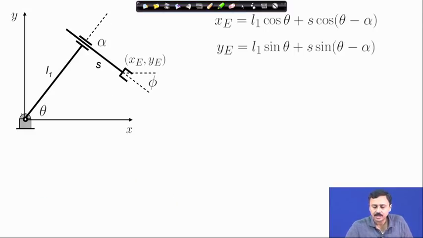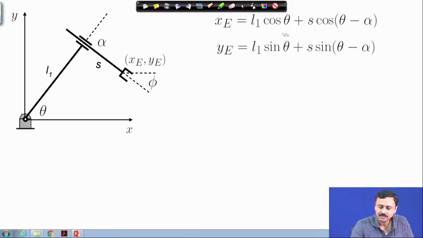Let us again start with the forward kinematics relations, which I have written out here. X e in terms of theta and s. Here you must remember that this angle alpha is fixed. What we have to determine are theta and s.